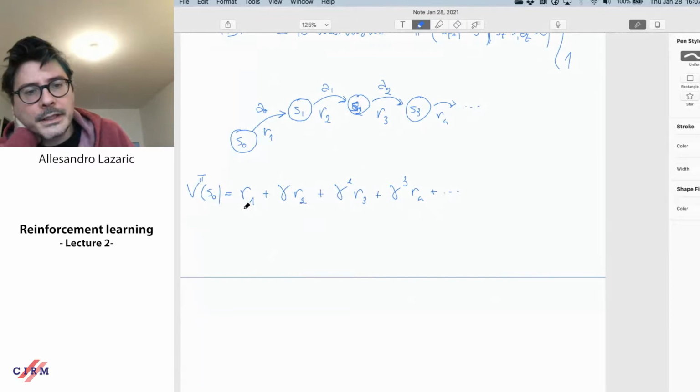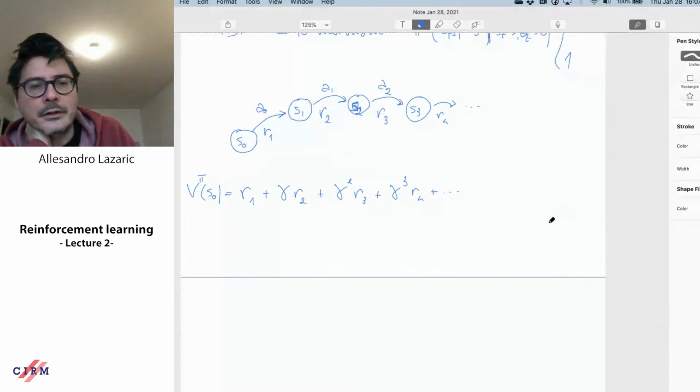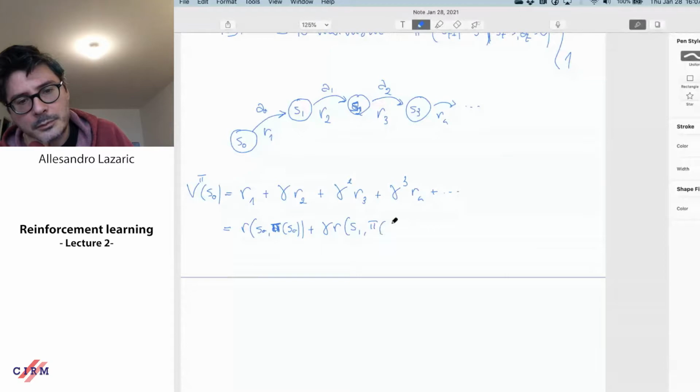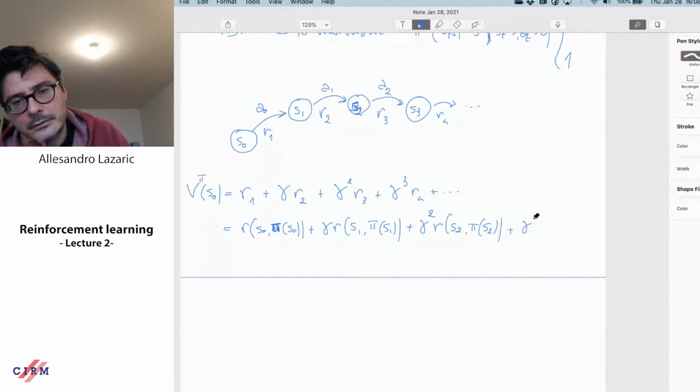So let's see whether we can simplify this a little bit, or somehow reveal an underlying structure. Just to be a little more explicit, let me call this R of S0, pi of S0, plus gamma, this is the reward that I observe in S1 with the policy that I execute in S1, plus gamma squared, R of S2, pi of S2, plus so on and so forth, right?